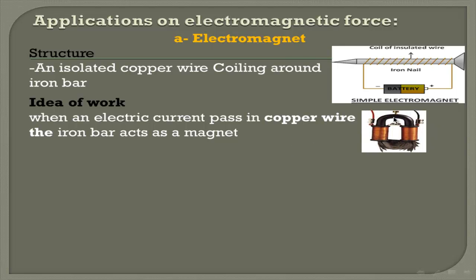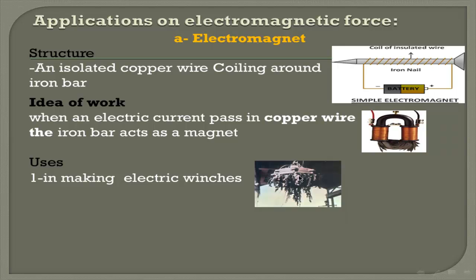So when we have a U-shaped iron coiled with copper wire and connect it to an electric source, this iron will change into a magnet. Uses of the electromagnet: it can be used in making electric winches or cranes to move very heavy blocks of iron. Number 2, we can use the electromagnet in making electric bells.